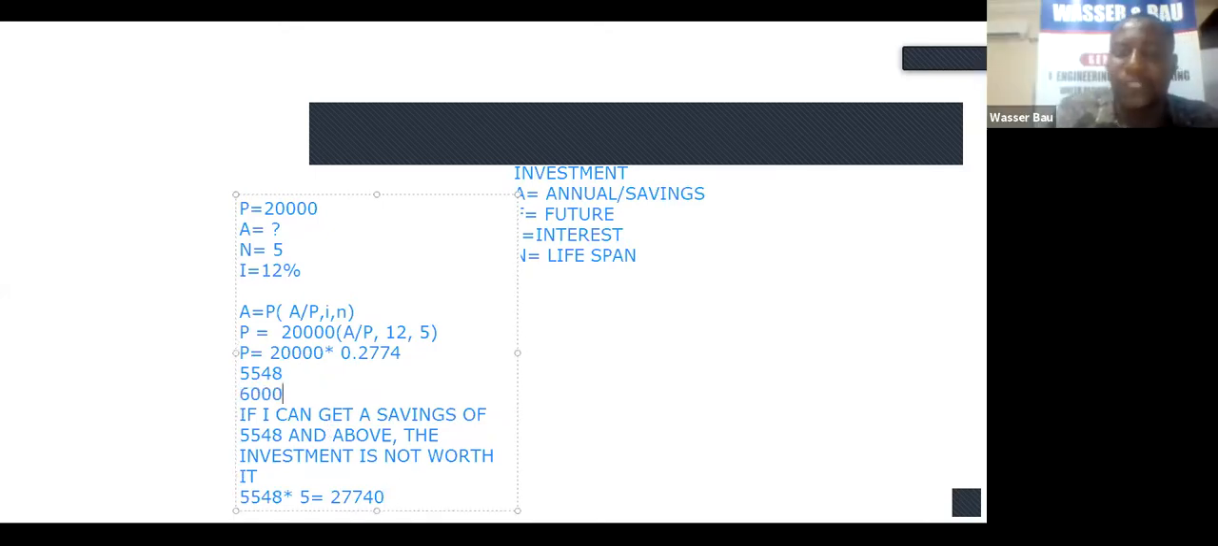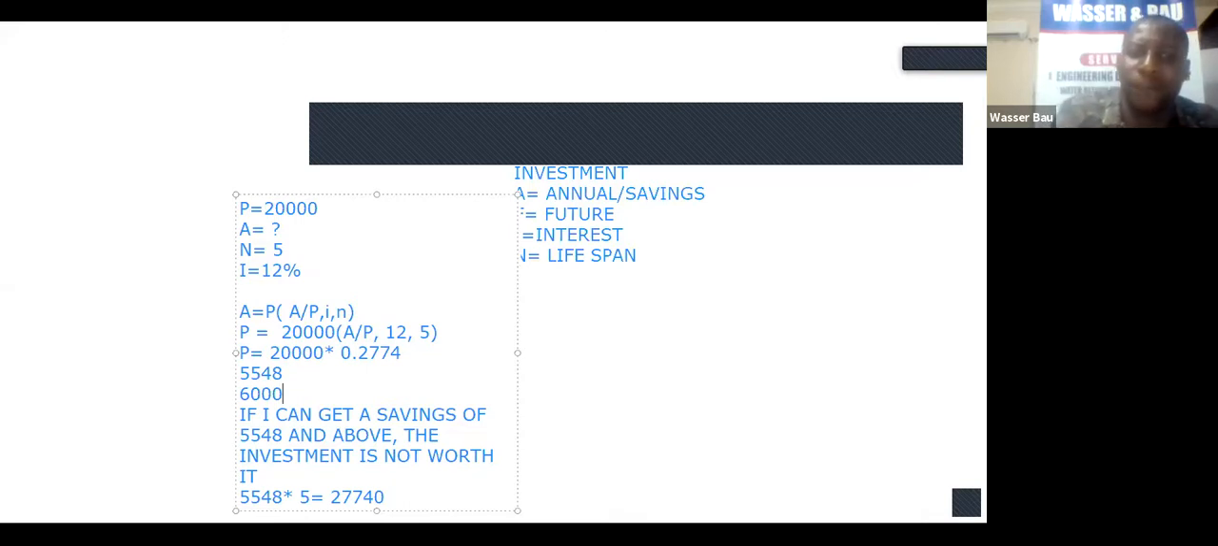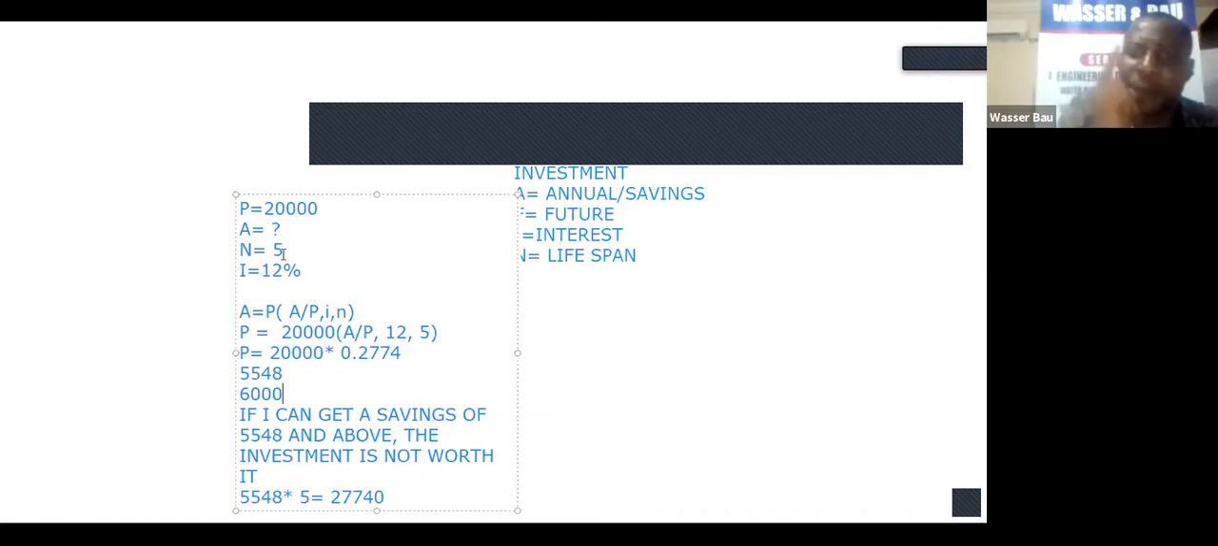Okay? You can now tell the person to be giving you 60,000 just for you to have extra change of 400. But anything below 5,500, you are losing. Based on this boundary condition, based on the condition that the money is borrowed at 12%, and it will last for 5 years. So the next thing we're going to do is, let's go to our Excel.